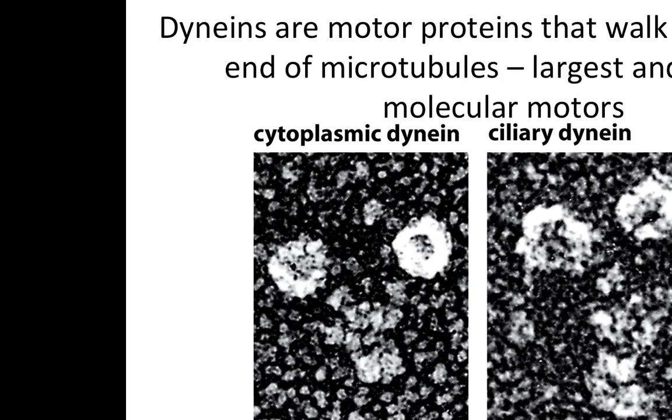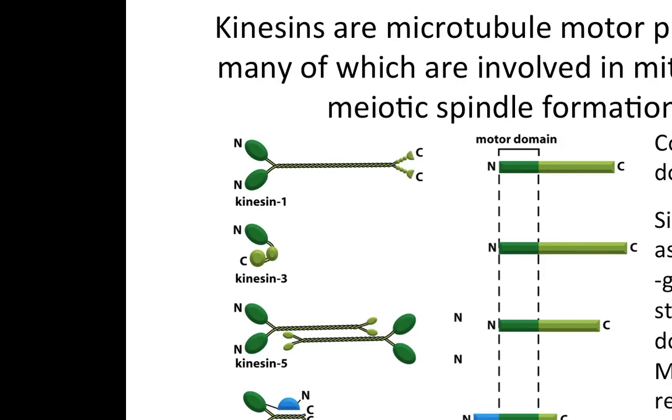Dyneins are motor proteins that walk to the minus end of microtubules. And they're the largest and fastest. Yes, on the last slide? Kinesin 13 is right there, so I didn't know if it was a motor protein. Kinesin 13 is right there. Well, let's do the experimentation.